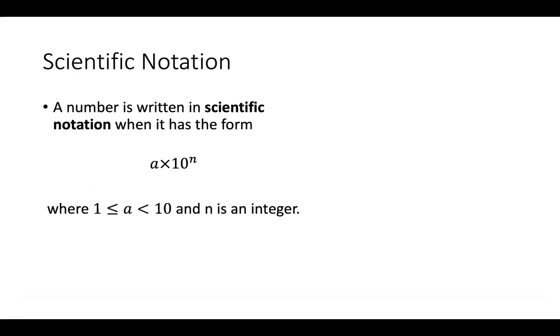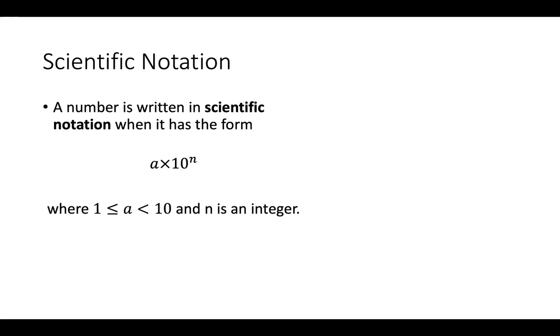All right, so now that brings us to scientific notation. A number is written in scientific notation when it has the form a times 10 to the power n, where a is a real number between 1 and 10. It can be 1, it cannot be 10. It has to be strictly less than 10. And n is an integer, all right?